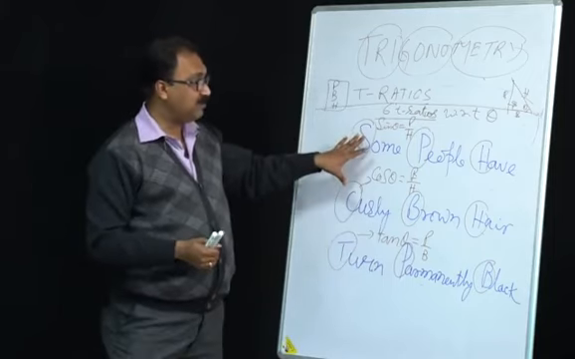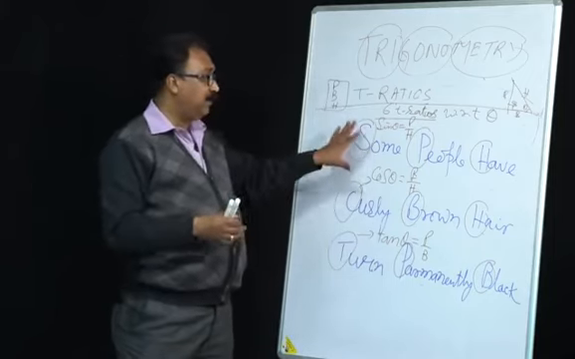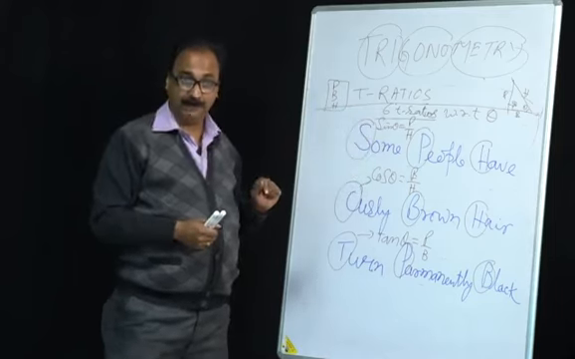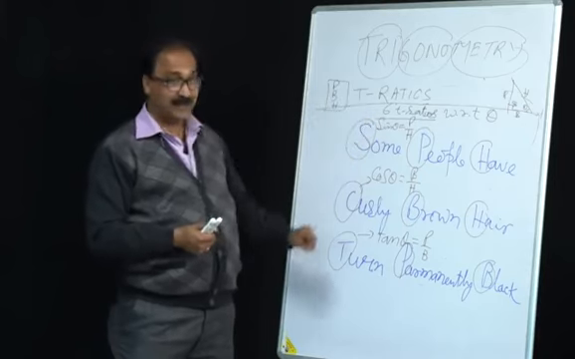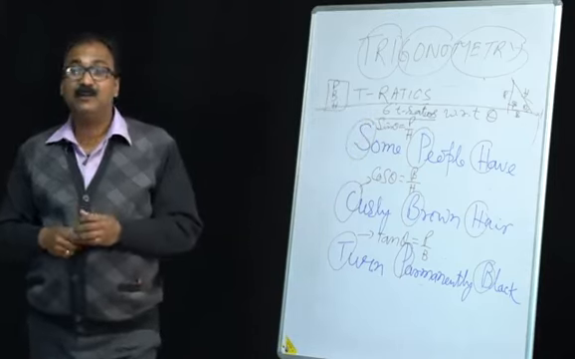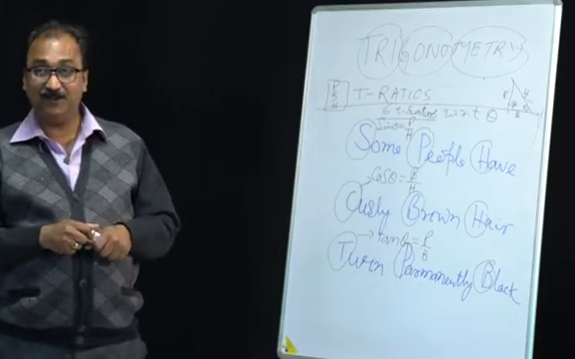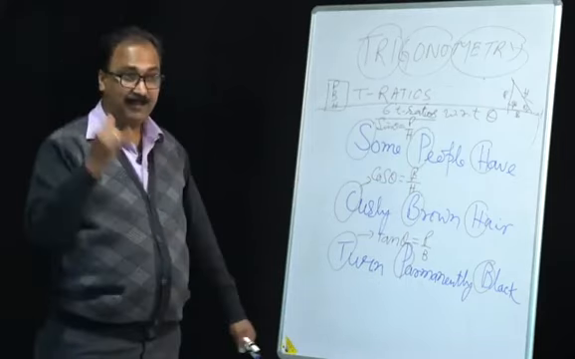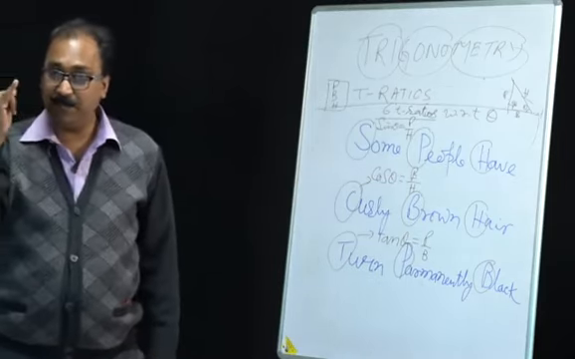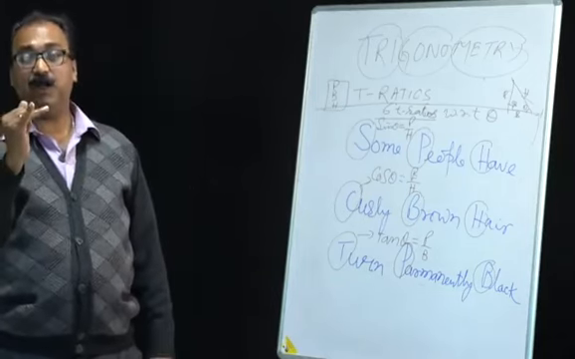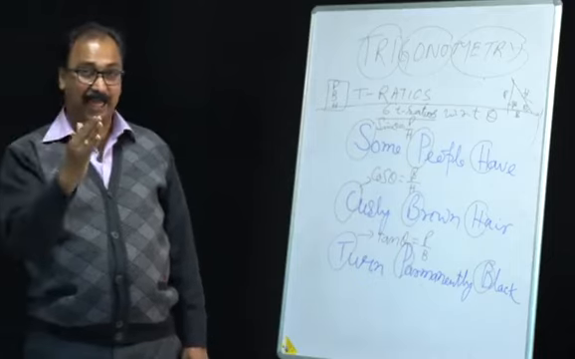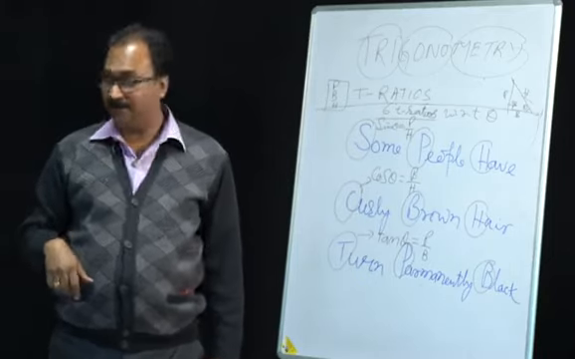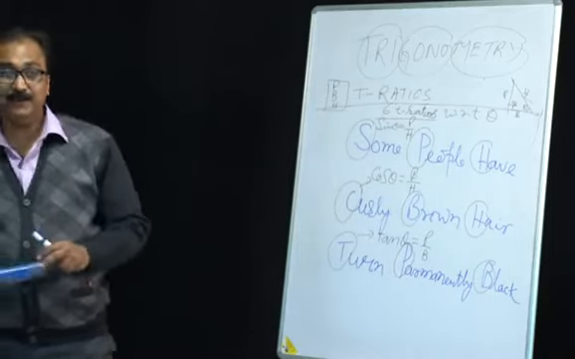So please write it down in your copy or on chart paper. In this way you can remember it for a whole life. Okay? So these 3 I made: sin, cos, tan. Then you're thinking, what about the other 3? You have to know those too, no? So what did you learn from here? Some people have sin P by H, curly brown hair cos B by H, turn permanently black tan P by B. Clear? Now I come to the other 3.